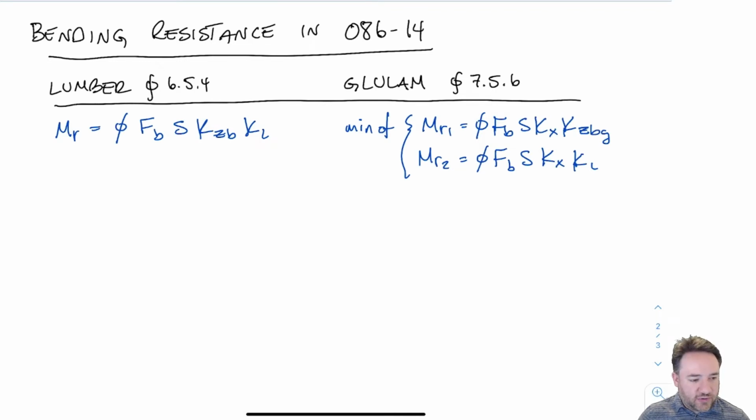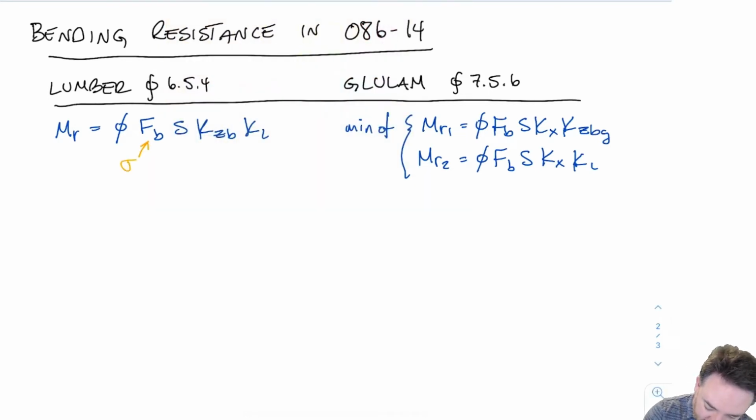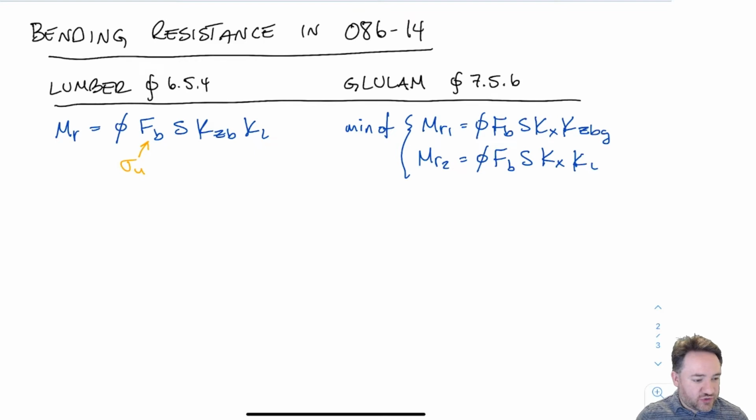That's our resistance factor. And then we have FB and S. And FB is basically our strength in terms of stress. So in the previous equation we looked at, that is our sigma U, our ultimate stress capacity. And S is our section modulus. So you can see right away we have exactly what we expect to find in a bending resistance equation. Then KZB is our size effect.